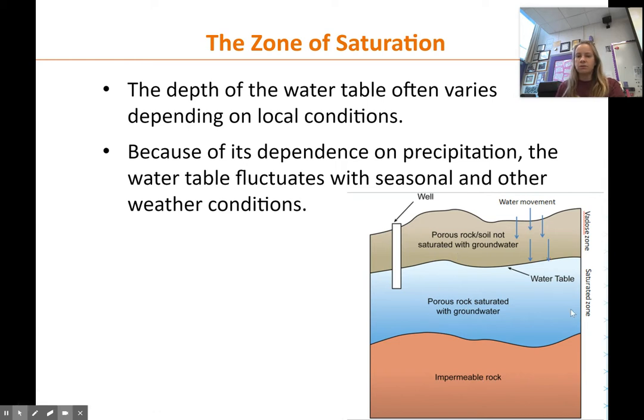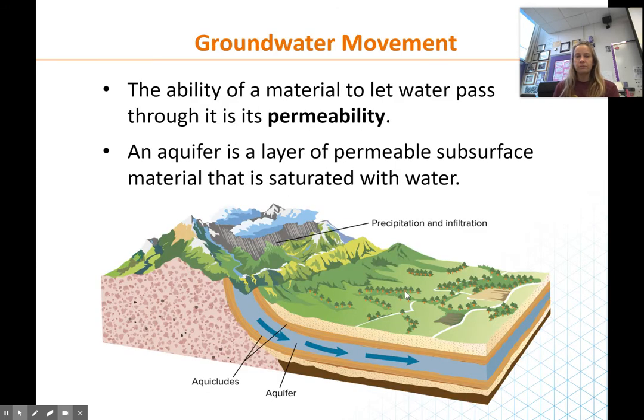So here's our zone of saturation. Here is our zone of aeration. We've got water movement down. We've got a well built here. So think about what would happen if the water table dropped below this well. Well, the well would go dry. So we don't want that to happen. So we either have to build our well deep enough, or we have to be very aware of where the water table is and be very careful at preserving and conserving water.